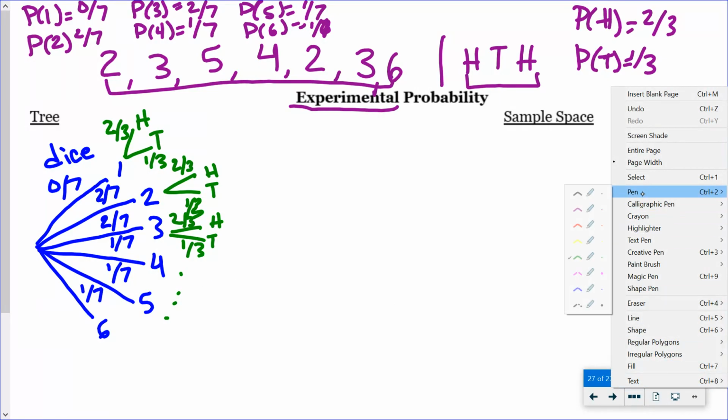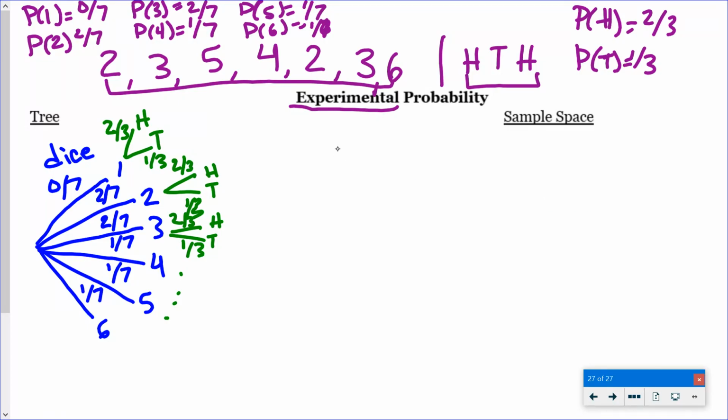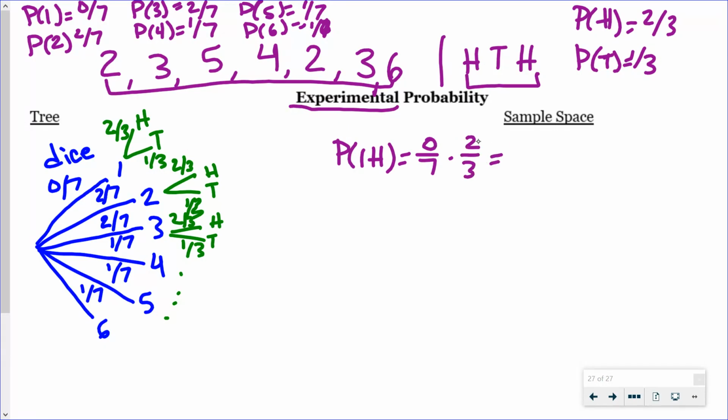So now as I write my probabilities in my sample space, I still write the probability of 1 and then heads, but in this case, my probability is 0 out of 7 times 2 out of 3. Well, 2 times 0 is 0. 3 times 7 is 21. So I have a 0 out of 21 chance. Does that mean that I did this 21 times? No, but that's what the probability total value was.